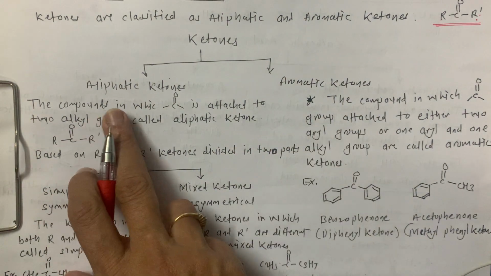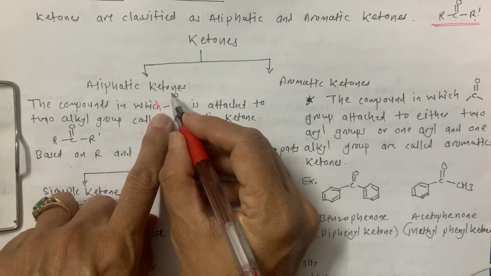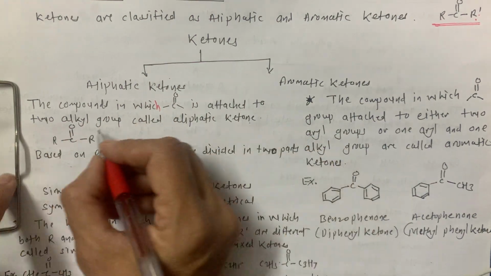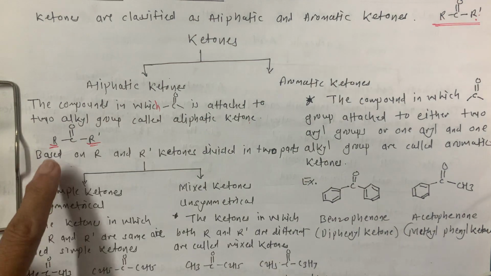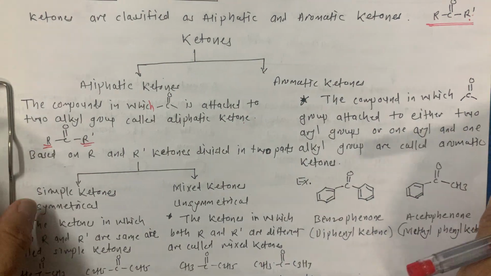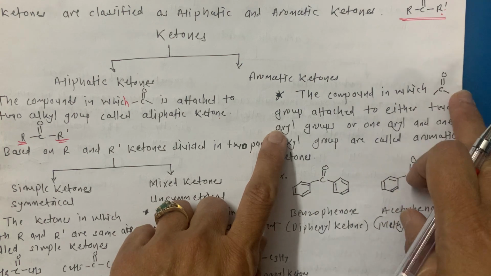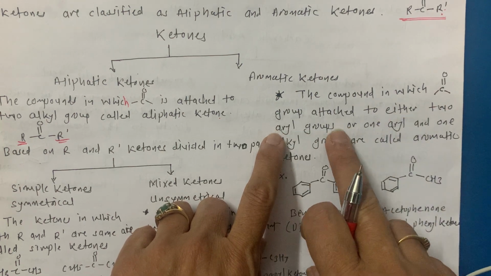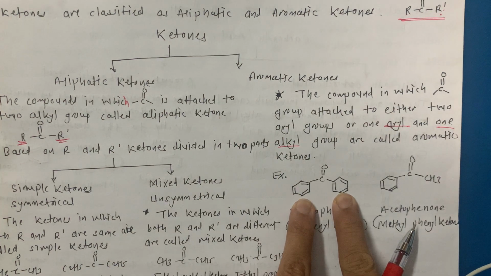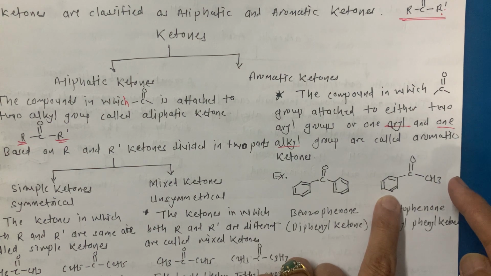The compounds in which the C double bond O group is attached to two alkyl groups are called aliphatic ketones. These are the alkyl groups, which are sp3 hybridized. While in aromatic ketone, the C double bond O group is attached to two aryl groups, or one aryl and one alkyl. See, these are the two aryl groups, while here it is one aryl and one alkyl. This is also possible.